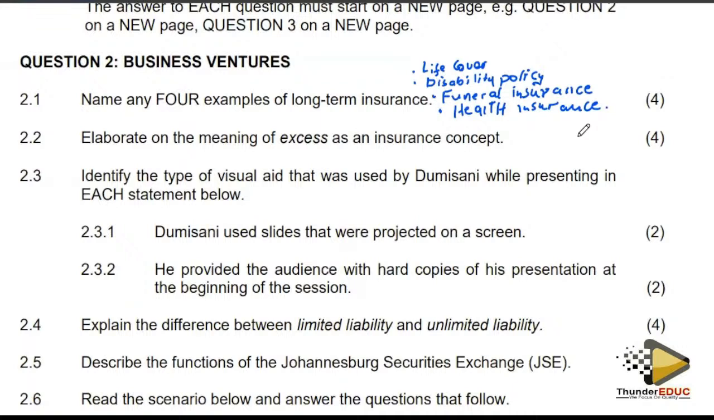Okay, right. So now we are done with question 2.1. Let's move on to point 2.2, which reads as follows: elaborate on the meaning of the excess health insurance concept. Here we are expected to give 2 points because we have 4 marks.